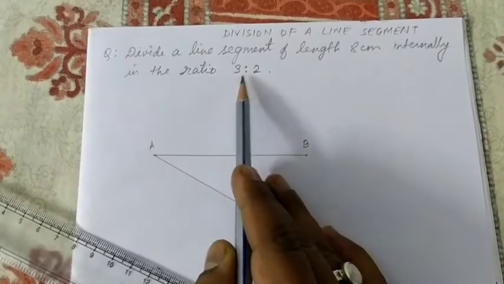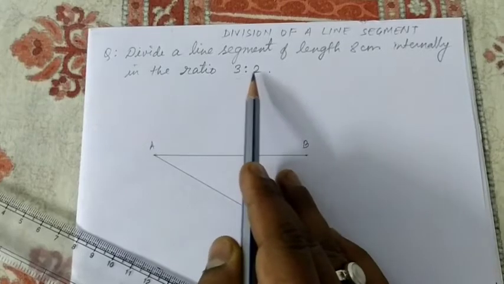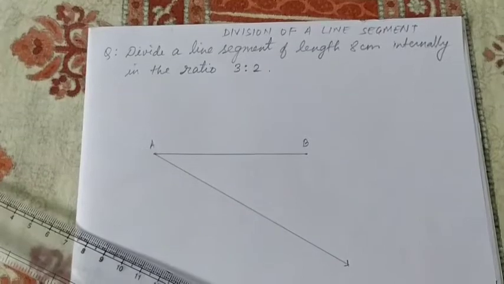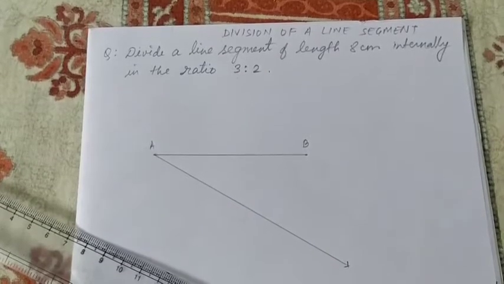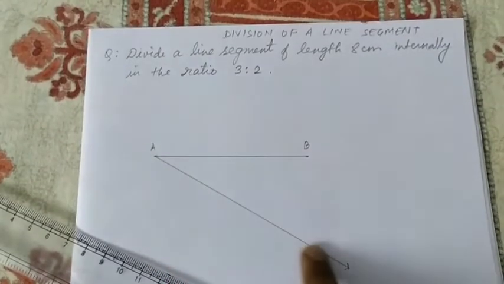As the ratio is being given as 3:2, that means if I take the sum of these two, 3 plus 2 is 5. So we will make 5 parts out of this ray.